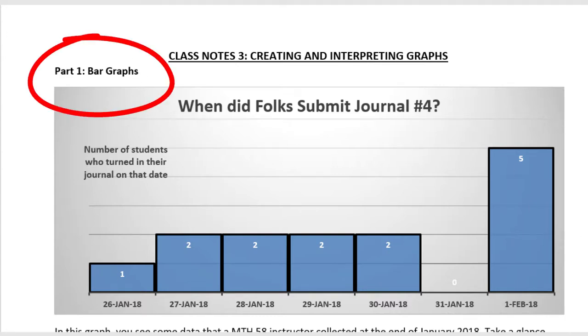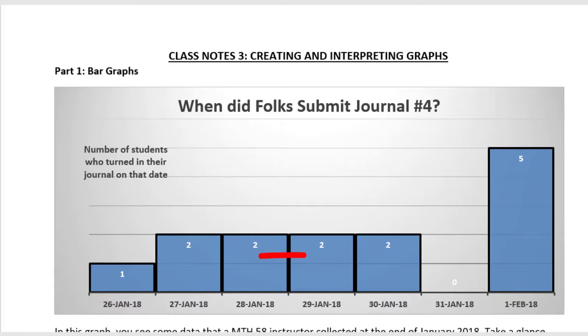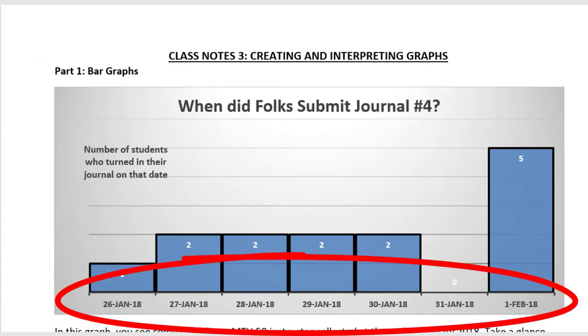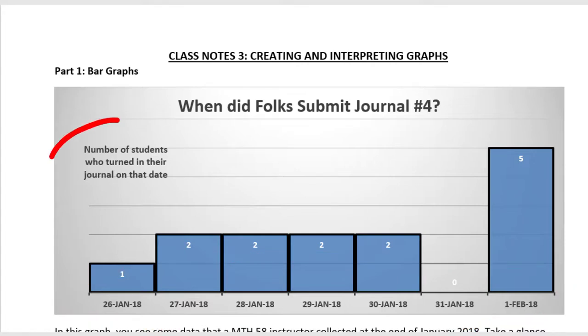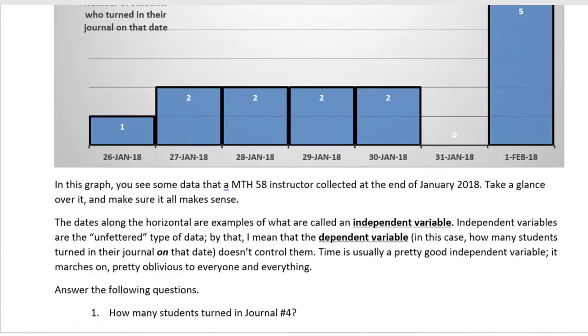And a bar graph really simply is just showing data along the horizontal. We call that the independent variable very often. And then the dependent variable in this case is the number of students who turned in their journal on that date on the vertical. So it's kind of like if you've ever taken an algebra class, the XY coordinate plane. Very, very similar to that. Okay, so let's go through these questions here.